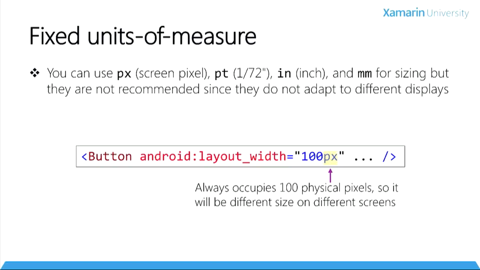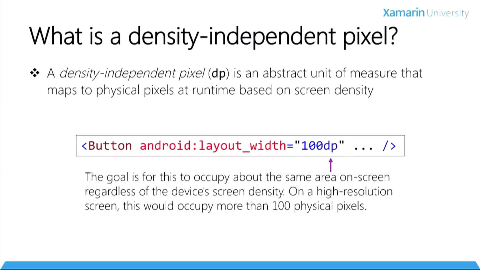So really the main point is, on different displays, our button is going to be different sizes, and generally that's considered undesirable. The UI is going to look very different on different screen densities, even screens that are of the same size but have different screen densities. So in general, this style of assigning widths and heights is not recommended, and instead you should use density-independent pixels.